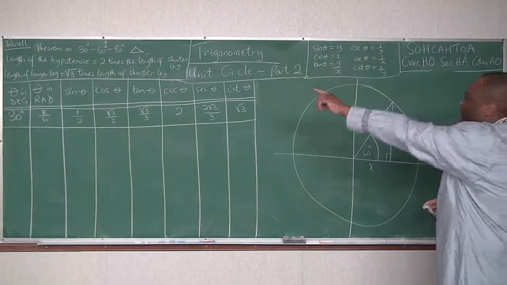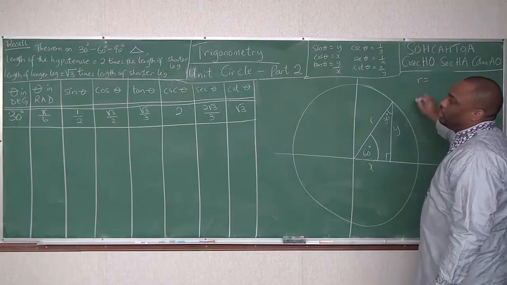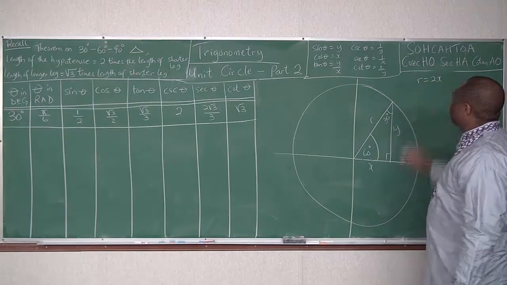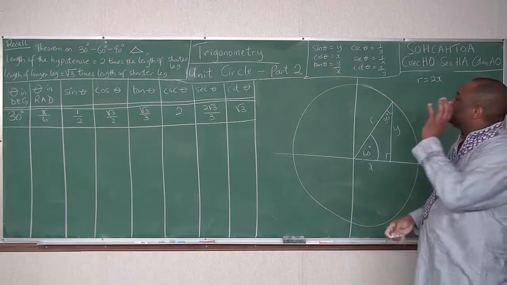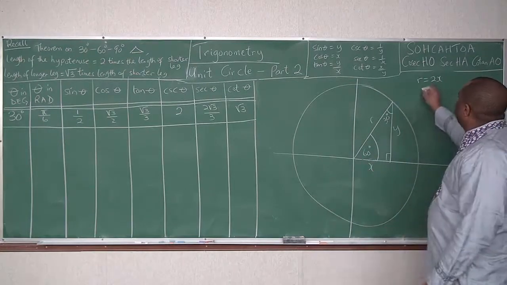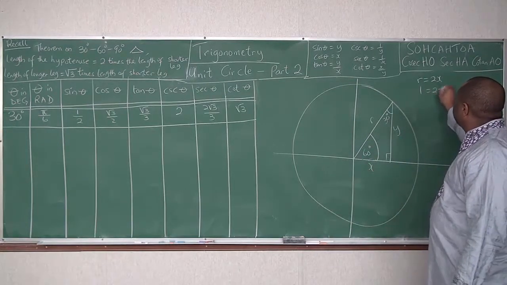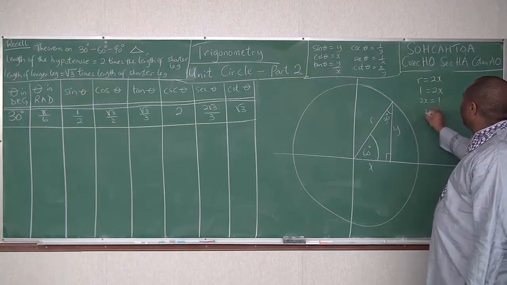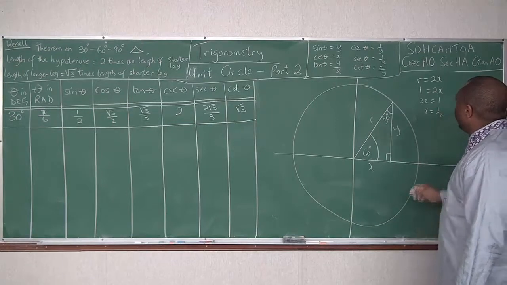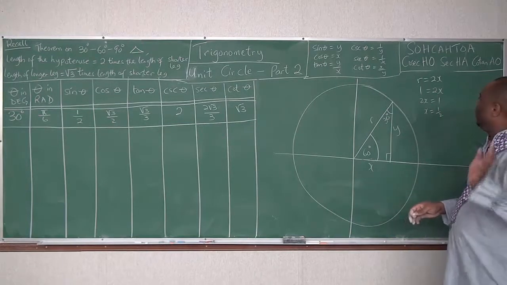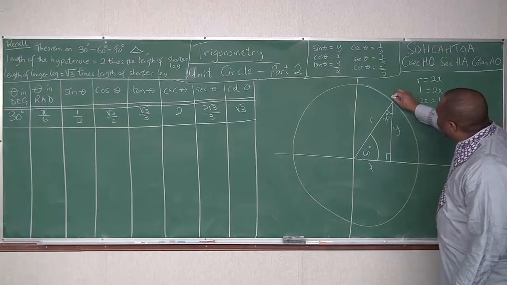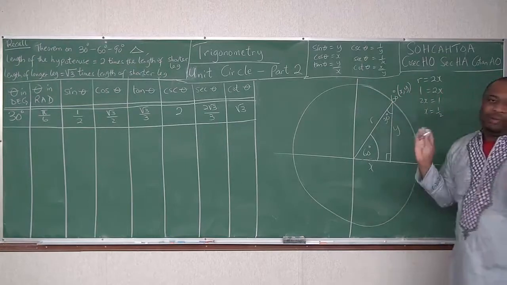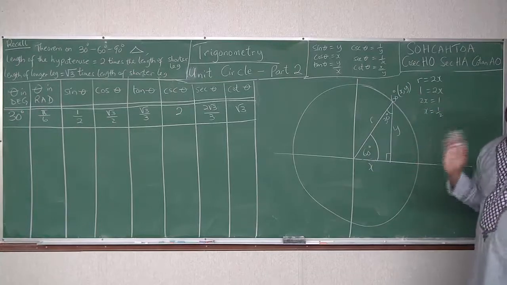So length of hypotenuse r is equal to 2 times length of the shorter leg, in this case x. And of course, this is the unit circle, so r is 1, equal to 2x. So 2x is 1, and x will now be what? 1 over 2. Remember what I want to do, folks? I want to find the 60 degrees x, y. That is what I want to find, the coordinates.